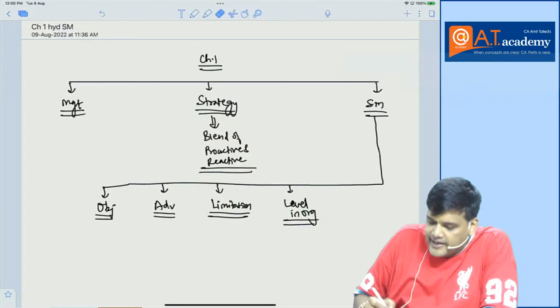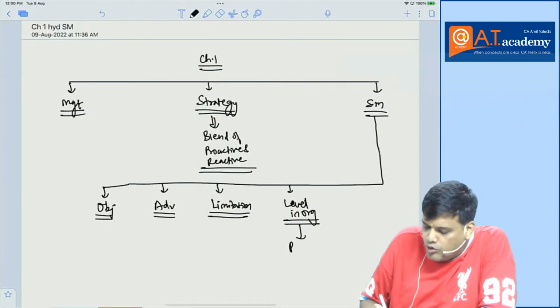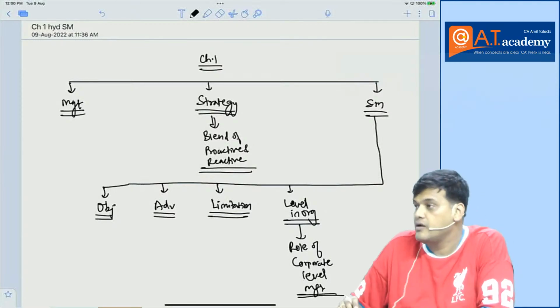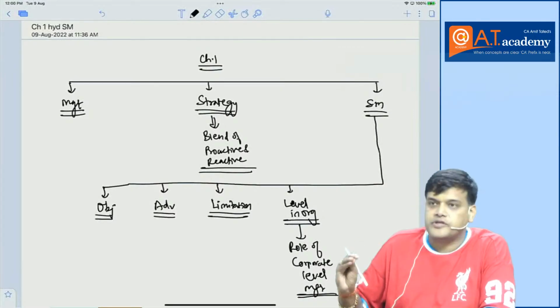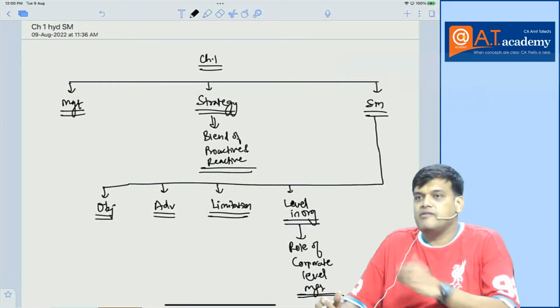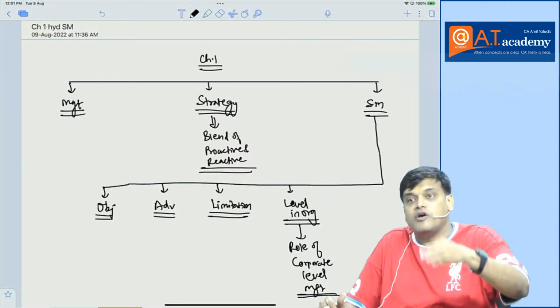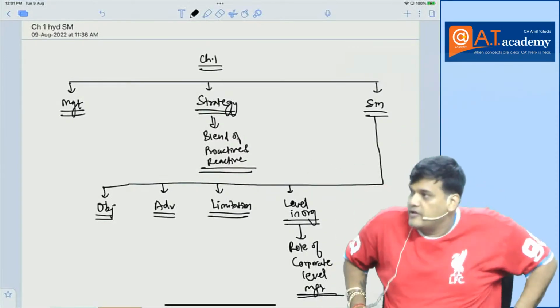One question is this, and along with this we have one more question: role of corporate level manager. Clear? So in the fourth question, how many questions do we have? Two. One is level in organization for developing strategies, and second, role of corporate level. We don't have a role of functional level or business level. We have only one question, role of corporate level.